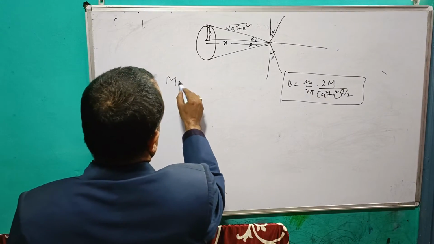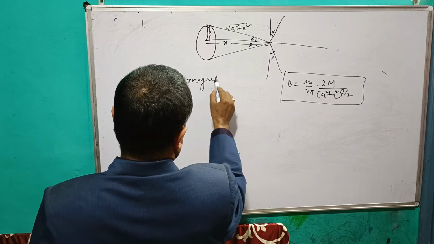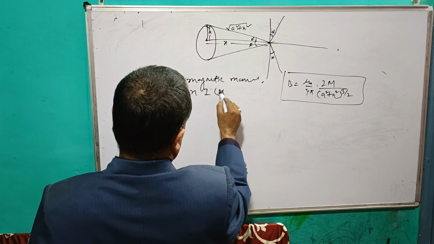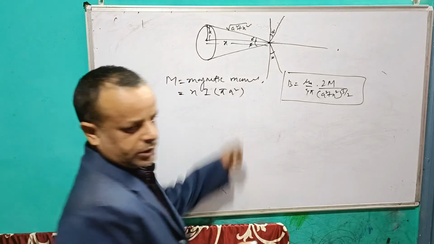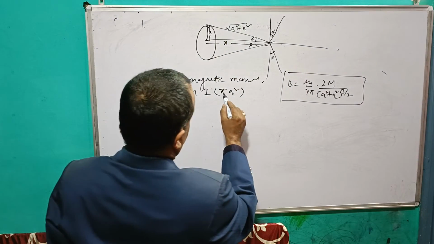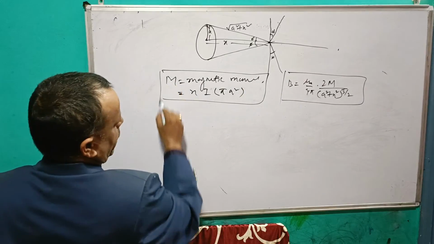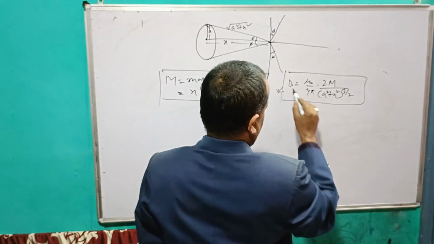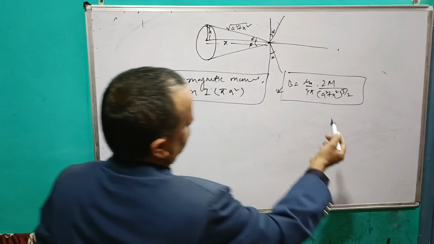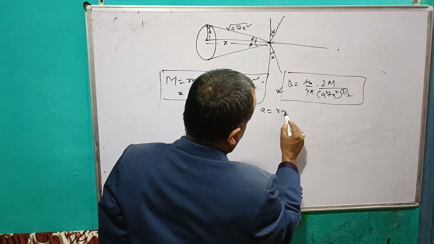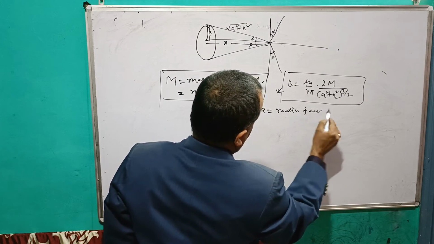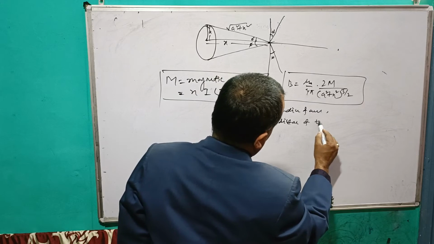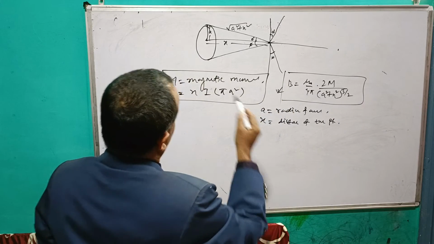Capital M is basically the magnetic moment, and that is N into I into A. This is the area. Area of the circle is pi a square. And this is the magnetic moment. So if any question is given to us, we can use this direct formula and place the values. Basically, we have to remember that a is the radius of the circle over here, and x is the distance of the point where we have to calculate the magnetic field from the center of the circle.